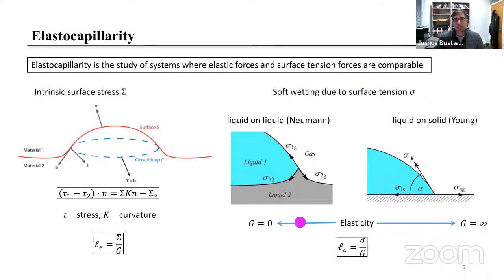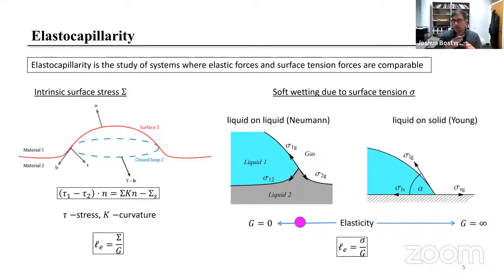All right, so in elastocapillarity, there's basically two varieties. We're basically interested in systems where elastic forces and surface tension forces are comparable. The first variety that I'll talk about, and this will be mainly the focus of today's talk, is when you have an intrinsic surface stress.